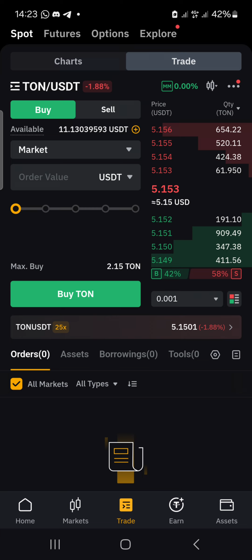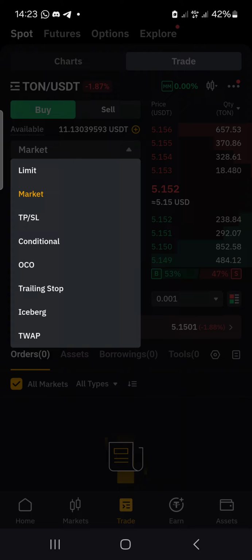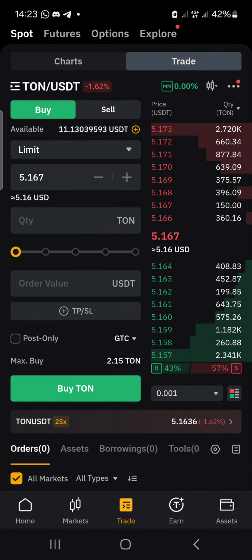What do you do? You set an order called a buy limit. To set a buy limit, you have to be on buy first, then you need to have limit showing here. How do you do that? Click on this small arrow. When you click on that small arrow, as usual, it shows you different order options. You click on limit. That's the one we're interested in.